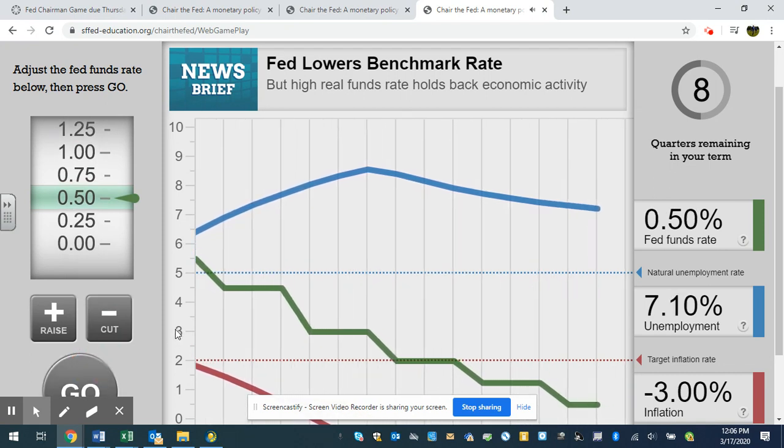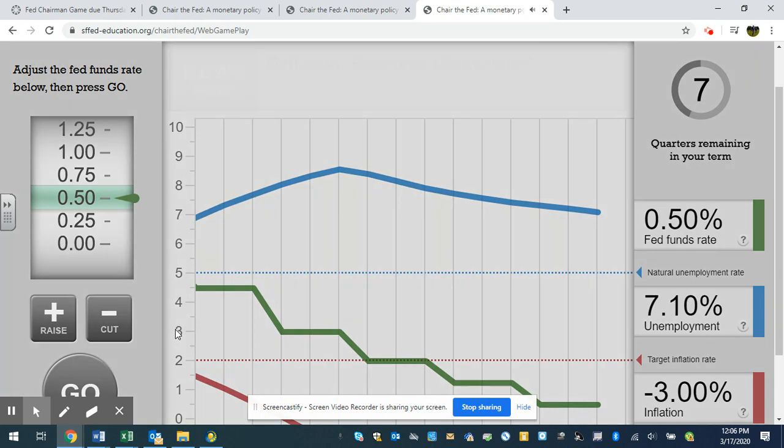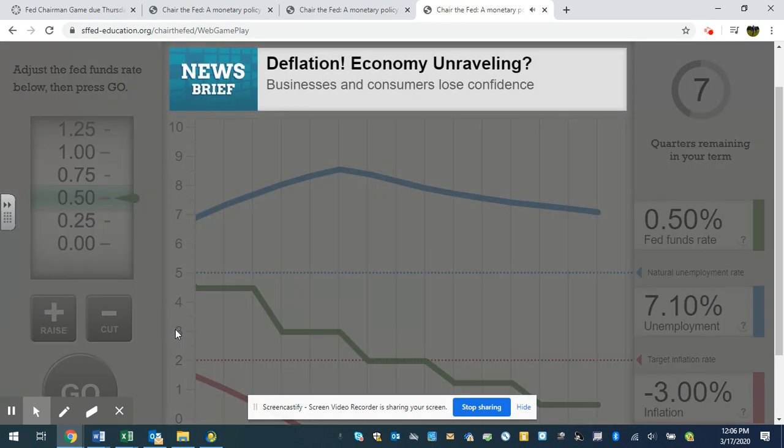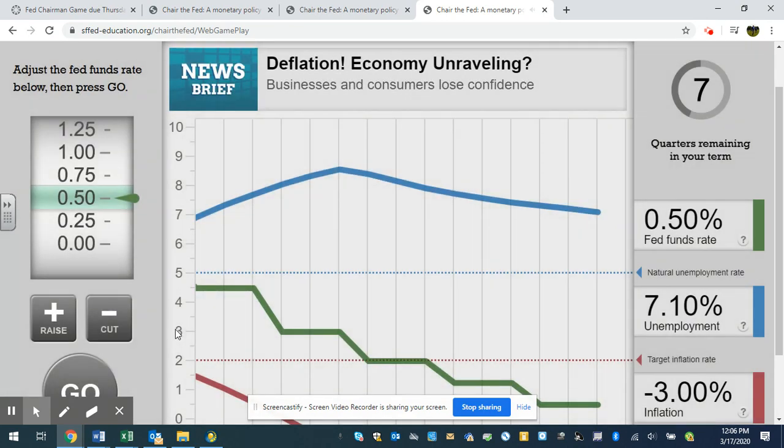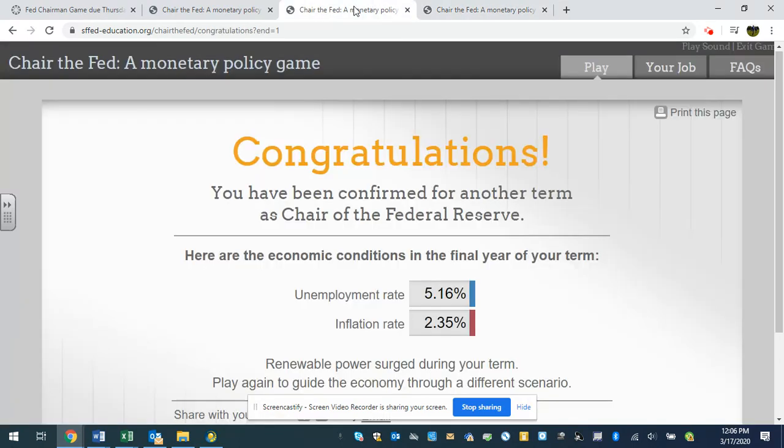So again, real quick summary. Inflation, this is being a booger on me. Sometimes it's just the game is rigged. You're not going to win it. You just play it again. So bottom line is, though, if you do a good job and you win the game, you're going to see a screen that says this. It says, congratulations, you've been confirmed for another term.